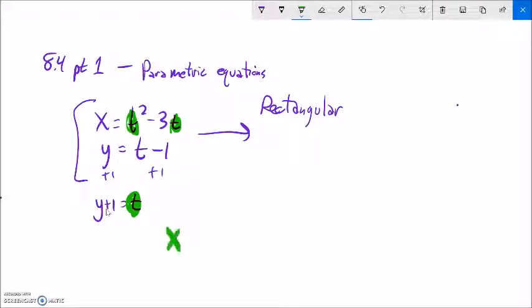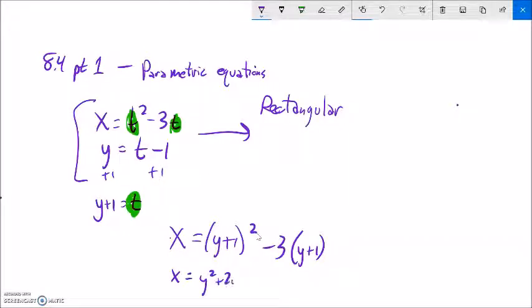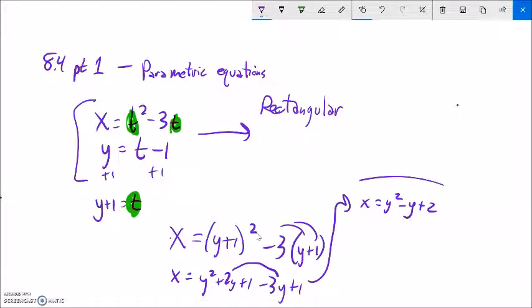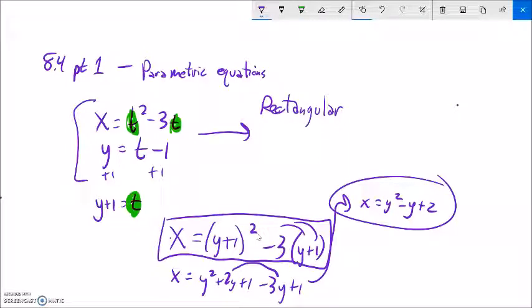So x equals t squared, well, t is y plus 1, minus 3 times t, which is y plus 1. Now, on an exam or something like that, I'm fine if you just leave it in this form. That's not a problem. If you did want to clean it up a little bit, you would square this. So you'd have y squared plus 2y plus 1. Distribute that negative 3, minus 3y plus 1, and combine some like terms. So x would equal y squared minus y plus 2. But again, if you want to leave it in this form, perfectly fine.